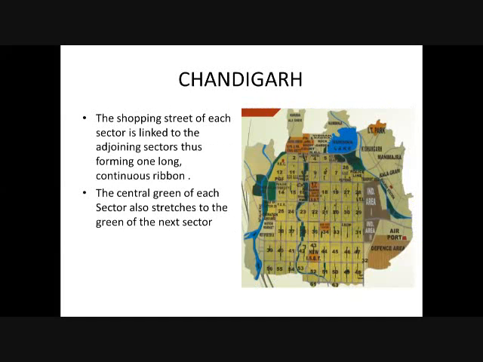Shopping street of each sector is linked to adjoining sectors, thus forming one long continuous ribbon of shopping. Central green of each sector also stretches to the green of the next sector. So they try to connect the neighborhoods through the green and the shopping.